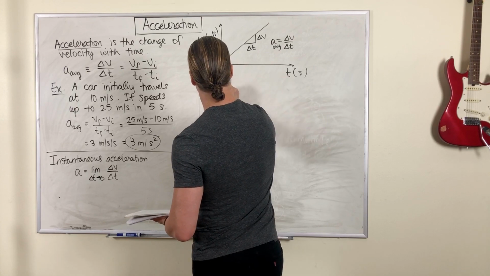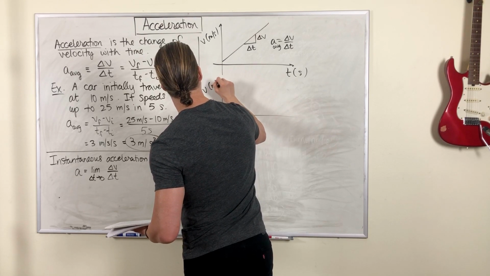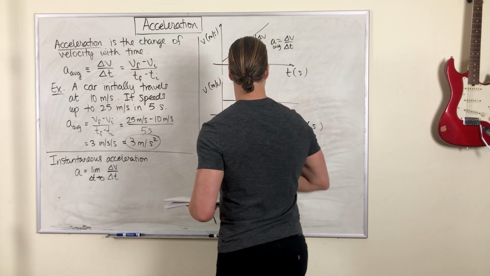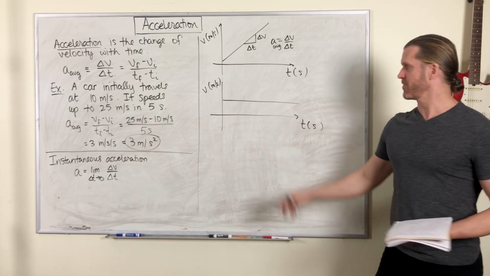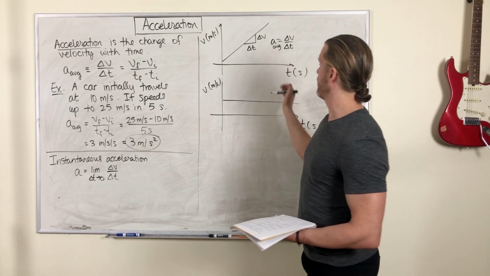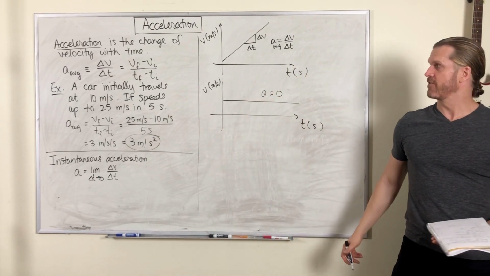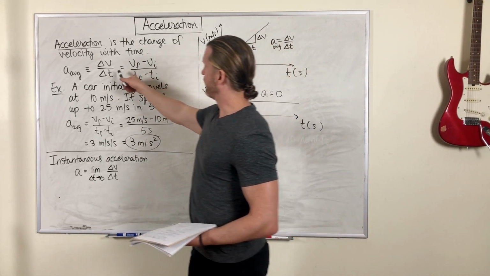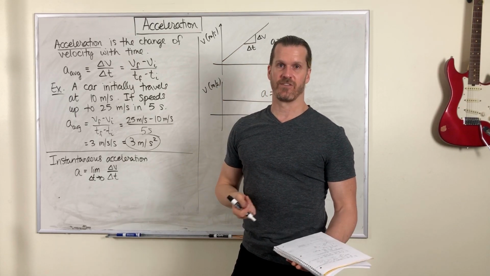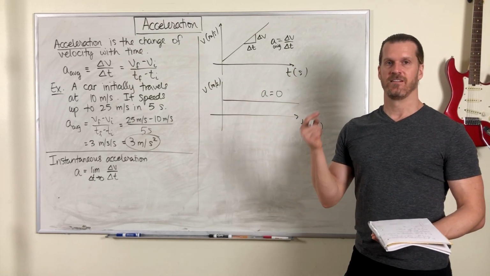There's a special case of this graph that I want to point out. If your velocity is a constant number, if this value of velocity doesn't change, then that means that the slope is 0, and acceleration is 0. You can see that from the definition. If v does not change, then acceleration is 0. 0 acceleration means constant velocity and constant speed.